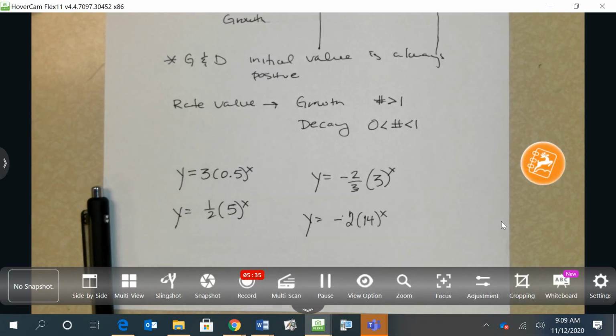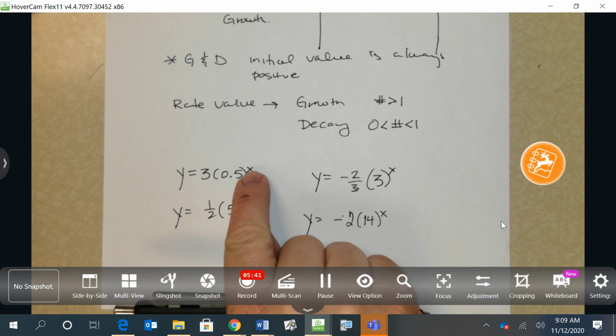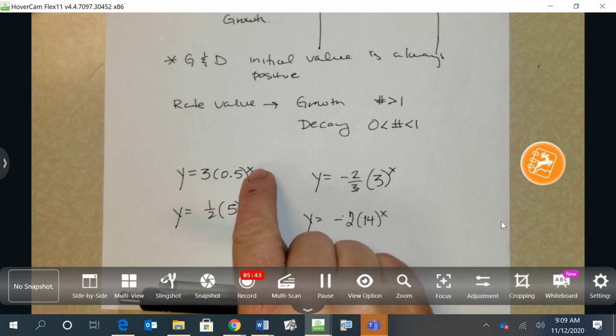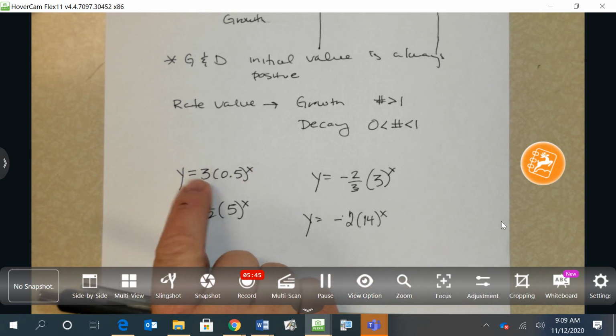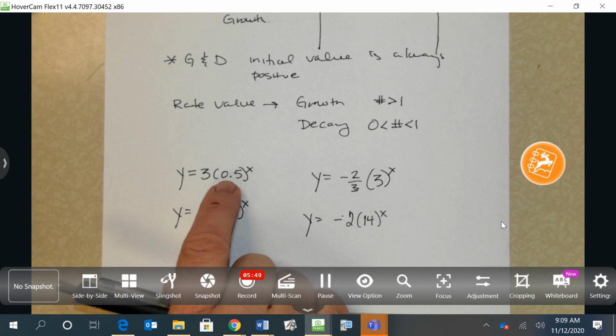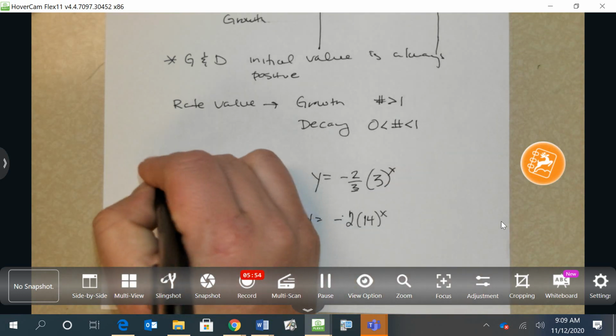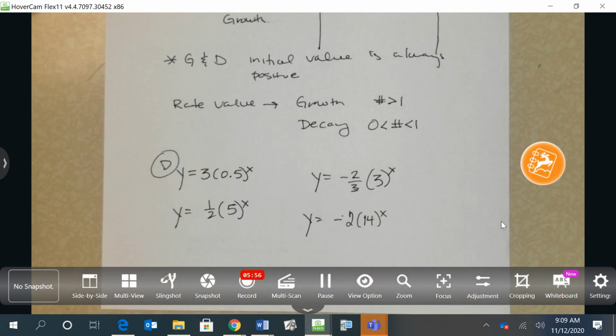So here's some examples. Let's classify this right now as exponential growth, decay, or other. Well, I know it's exponential because the variable is in the exponent position. Because this is positive, this is the initial number, I know it's either going to be growth or decay. Now 0.5, also known as 1/2, is between 0 and 1. This is an example of decay.